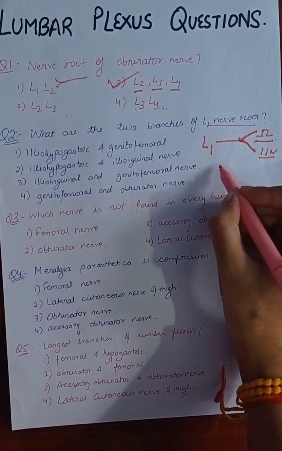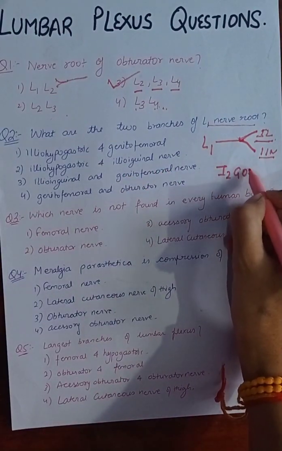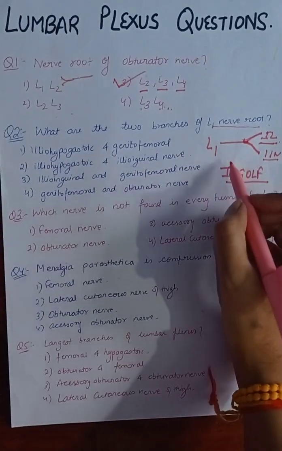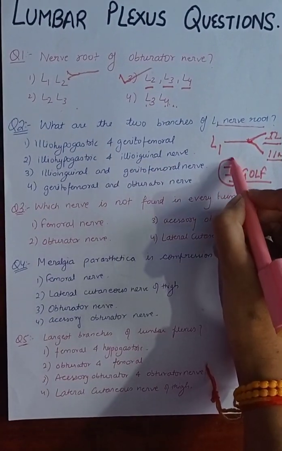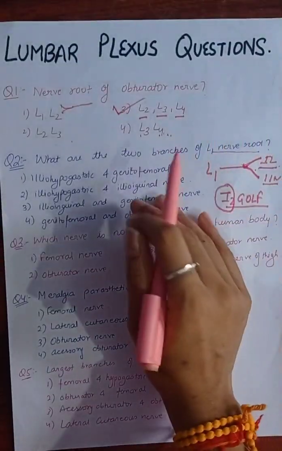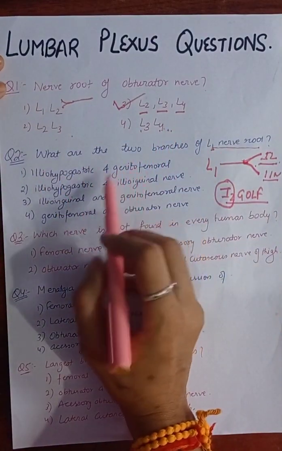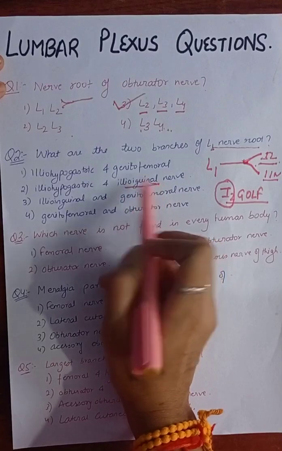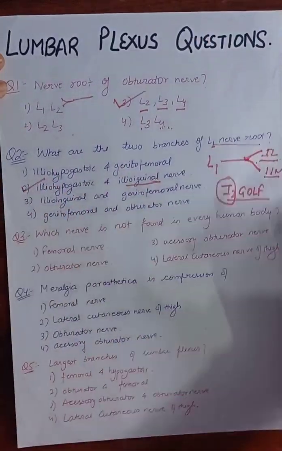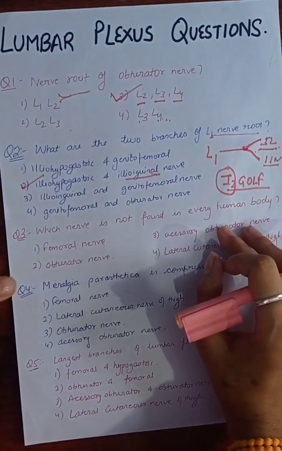So I gave you a mnemonic, I2 GOLF. With this I, we remembered these two nerves. So L1 gives off the iliohypogastric and the ilioinguinal nerve. So this is the correct option.